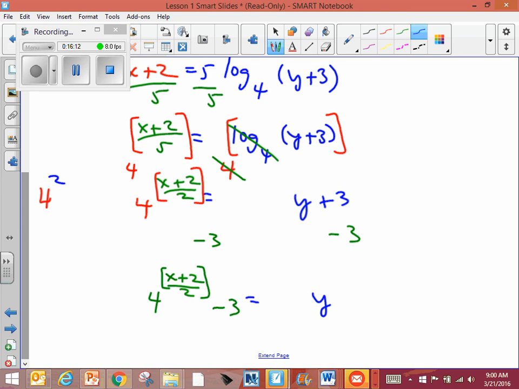The -3 is following all of this stuff. I should make it a different color so you can feel that. It's all this stuff minus 3.